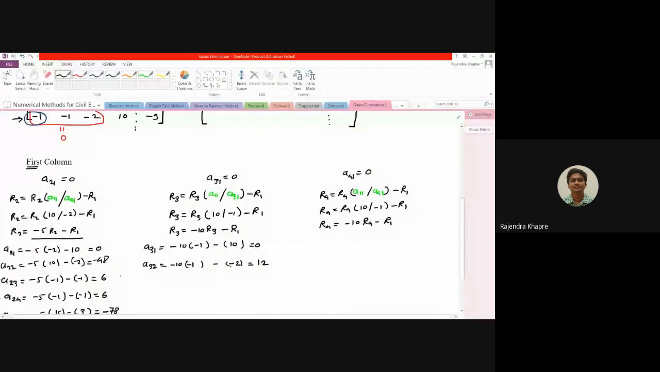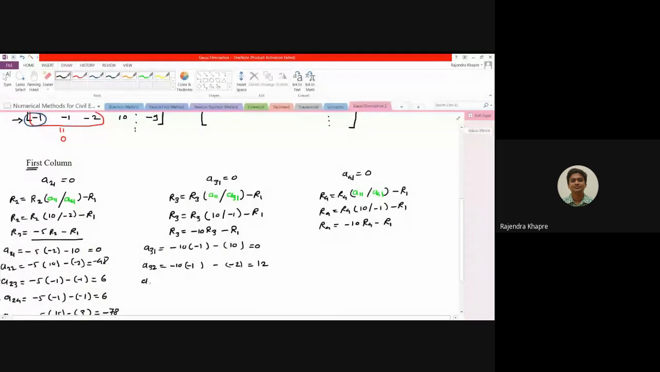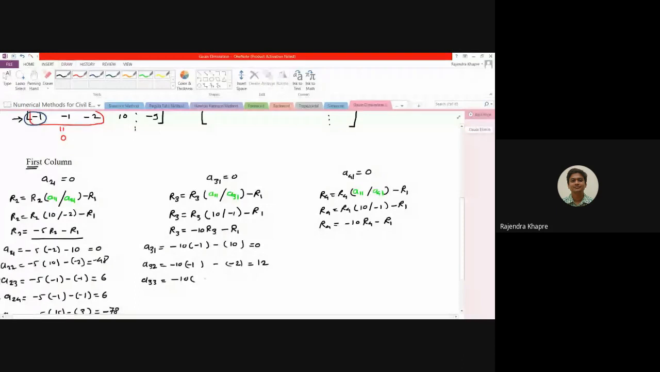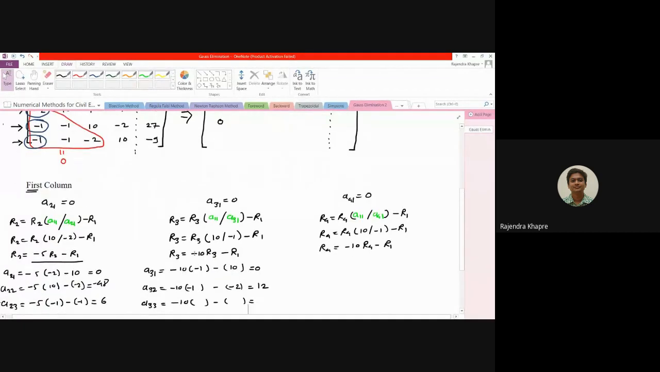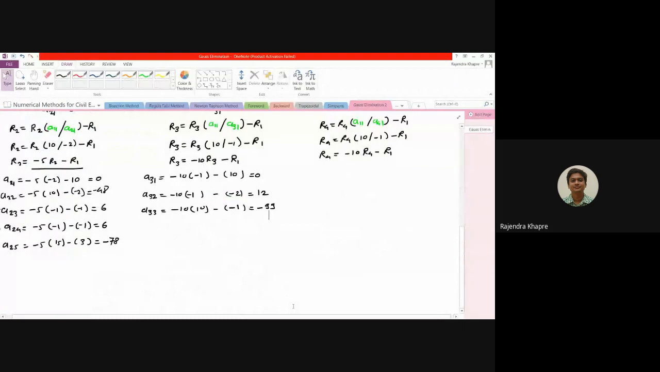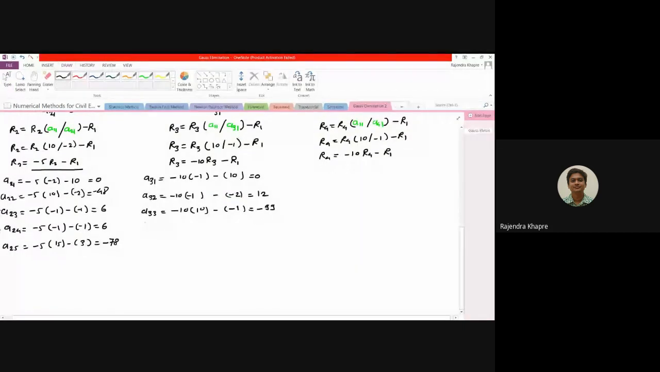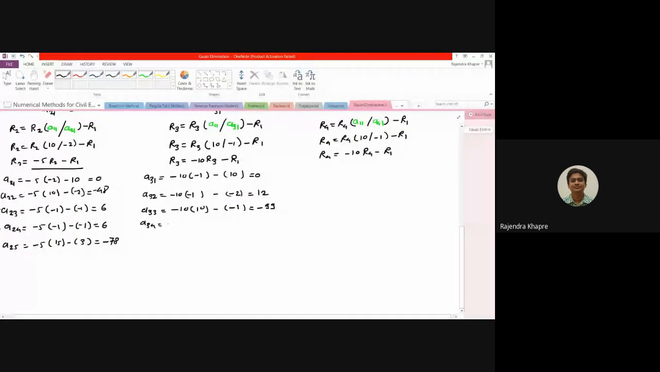Okay, now if I operate on A33, the same expression is used, minus this. Here for R3 the expression is now 10, and the above expression is minus 1. So this is 10 and this is minus 1. How much is this? Minus 99.